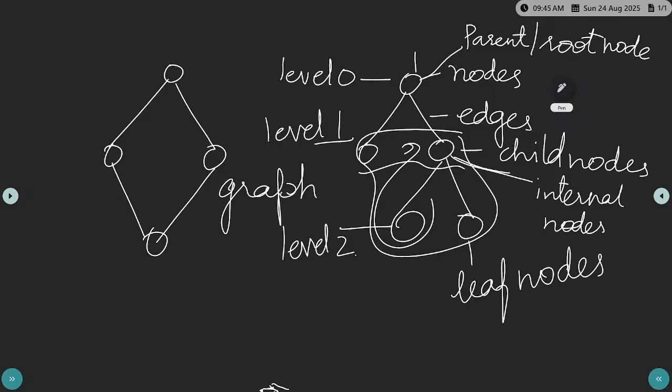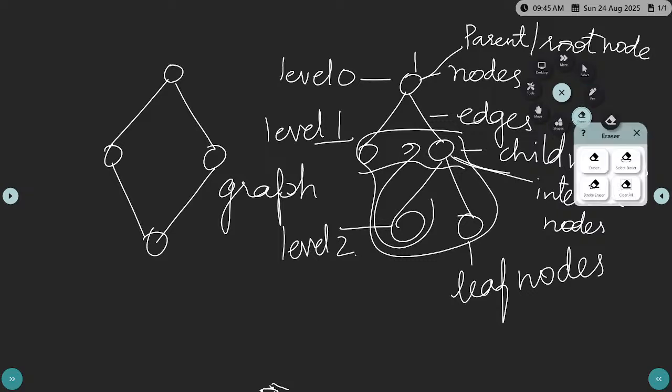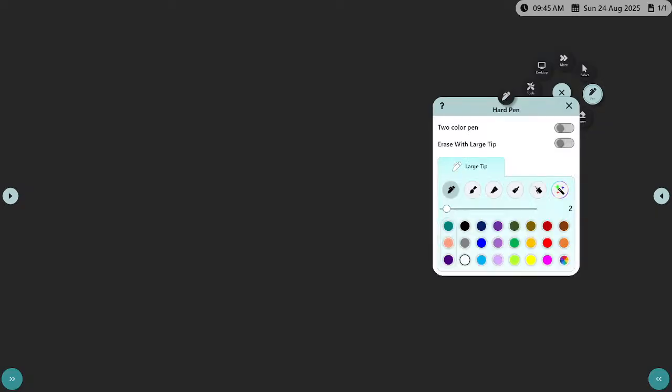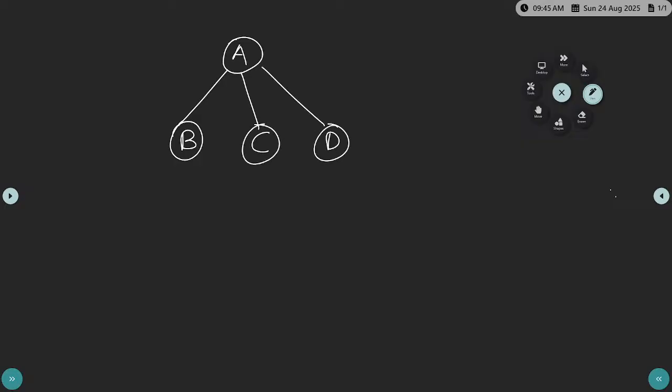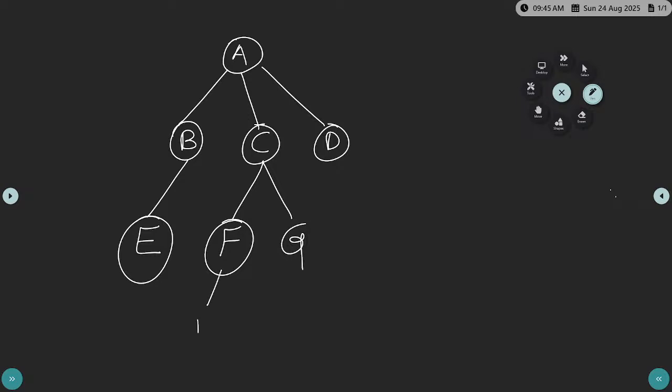Next, here for example, take down one example. Write down degree of nodes in a tree. For example, this is A, this is B, C, D, here this is E, F, G and this is H. Write down the degrees of all the nodes.